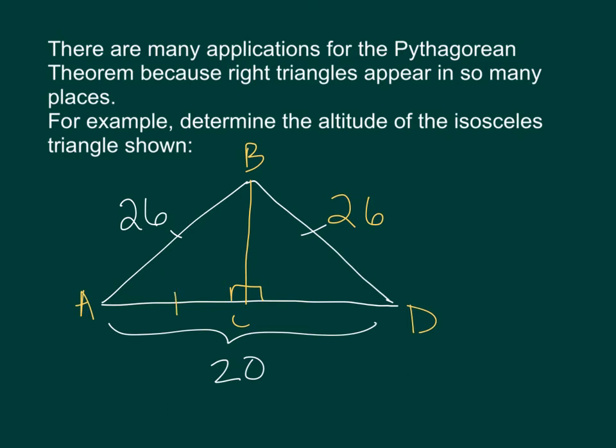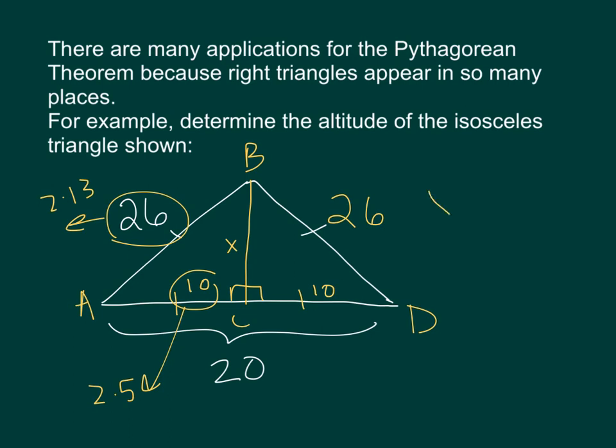And so these two pieces must be congruent, so I know that each piece of the base is broken into 10 and 10. And then if I'm looking for the altitude, one thing I'm going to notice is that 10 happens to be 2 times 5, and 26 happens to be 2 times 13. So I'm not even going to bother with the Pythagorean theorem. I know I have a triplet, 5, 12, 13. So what I know is that x is going to be 24.